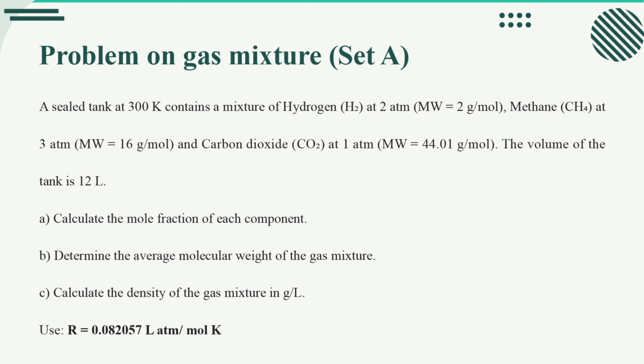So there's a sealed tank at 300 Kelvin. It contains a gas mixture of hydrogen, methane, and carbon dioxide, and the respective molecular weights are given in the bracket. The partial pressure of each gas is given in the question. We are asked to find the mole fraction, average molecular weight, and density of the mixture. They have also given us the R value, the gas constant.